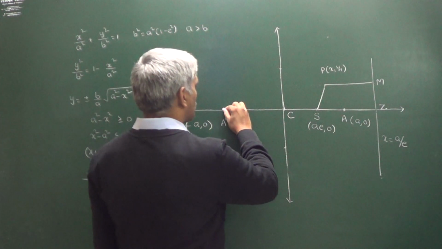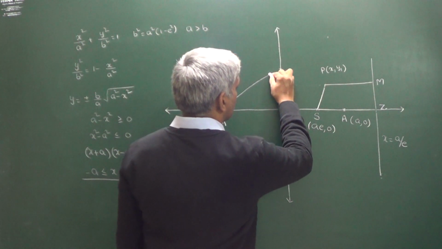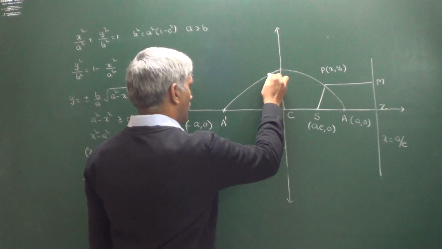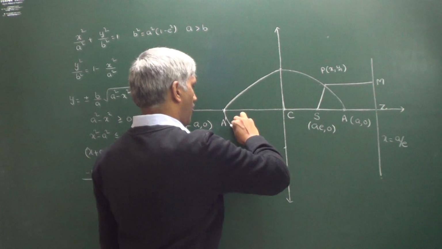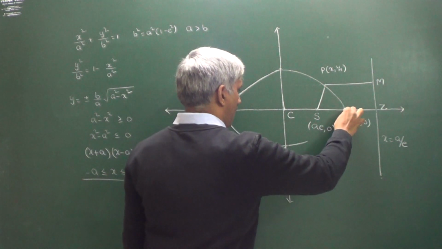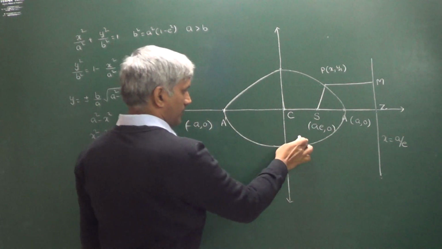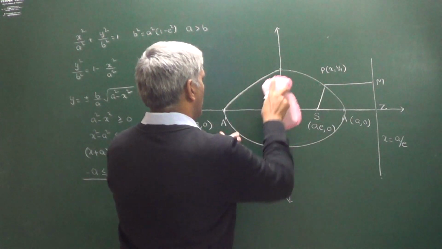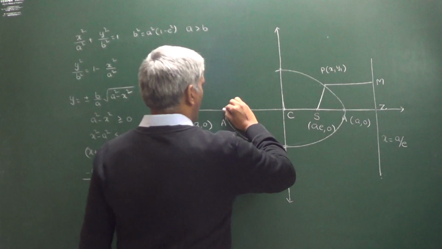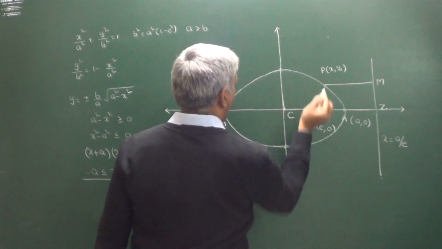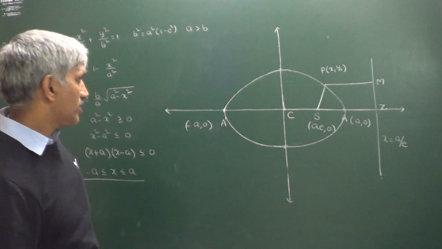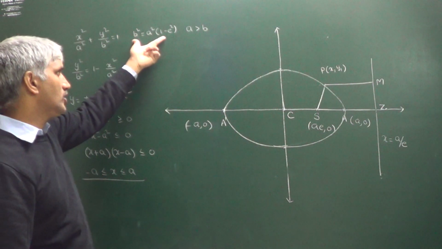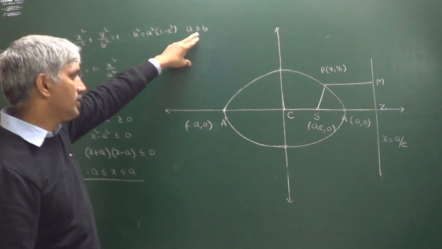So based on that information, I am going to draw the ellipse. This is an ellipse. That is the diagram of an ellipse. So this is the standard equation of an ellipse: x square by a square plus y square by b square is equal to 1 is the ellipse, under the condition b square is equal to a square into 1 minus e square, where a is greater than b.